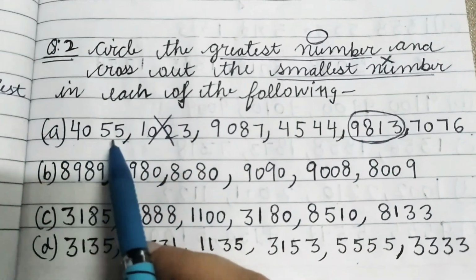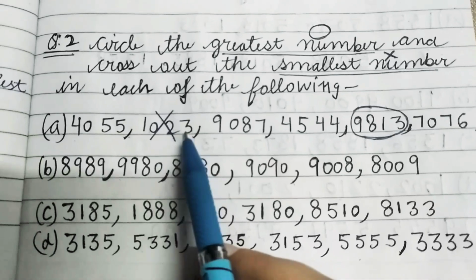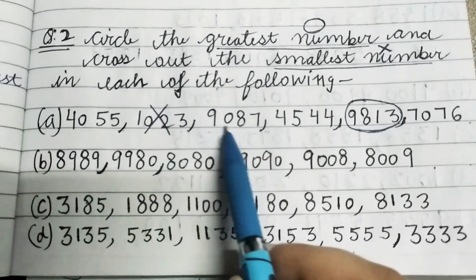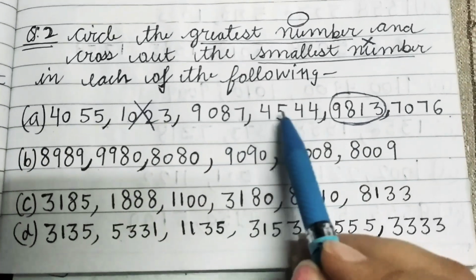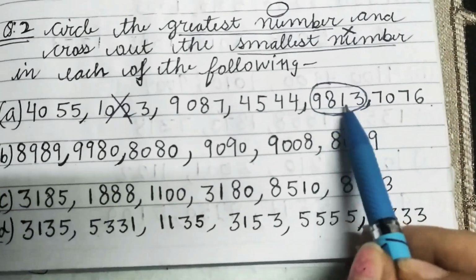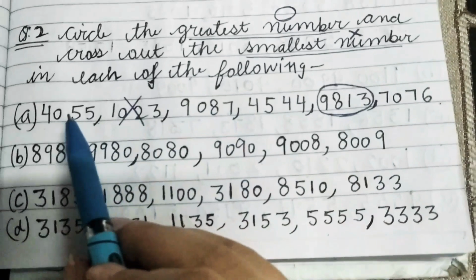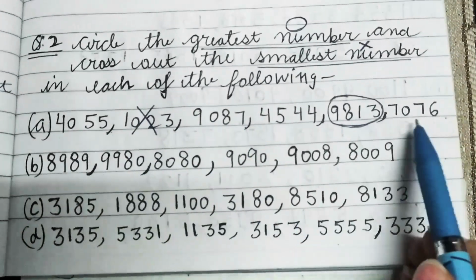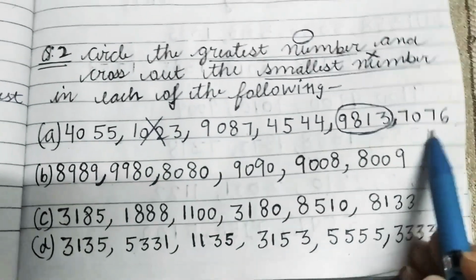This is a 4-digit number. 1, 2, 3, 4. This is also a 4-digit number. A 4-digit number again. This is also a 4-digit number. And the last two numbers are also 4-digit numbers. That means all the numbers are 4-digit. Okay? In this first part.